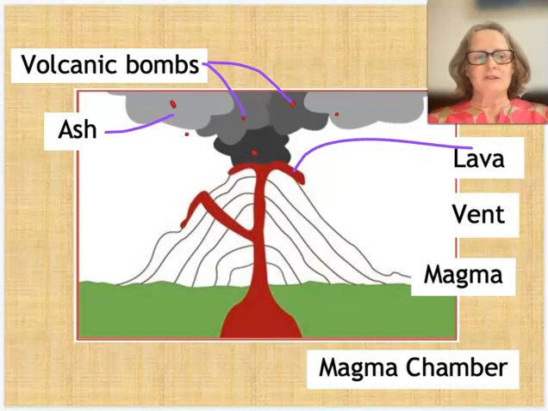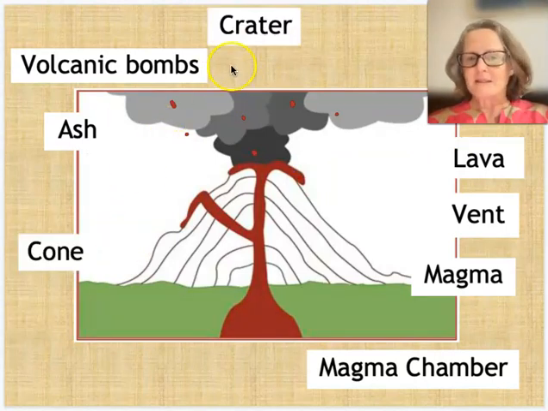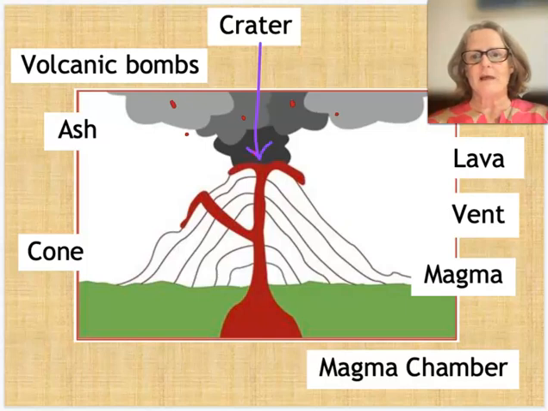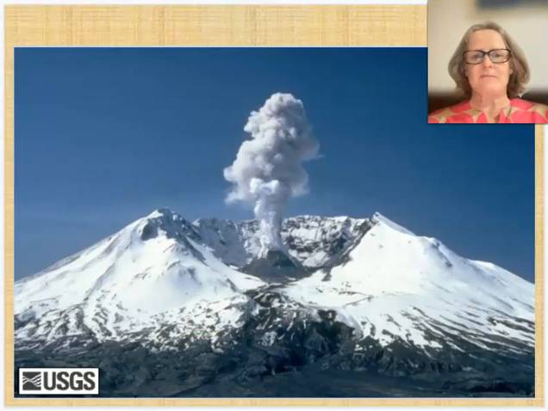And the last two features that we will label on this diagram, we've got the crater. The crater is the usually circular opening of the volcano where the magma is coming out and turning into lava. And then the cone is the actual shape of the volcano. So you can see this one's a very cone-shaped volcano. You can see a lot of these classic features on this picture here.